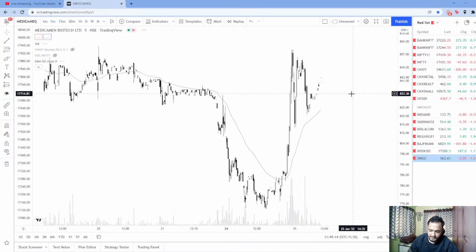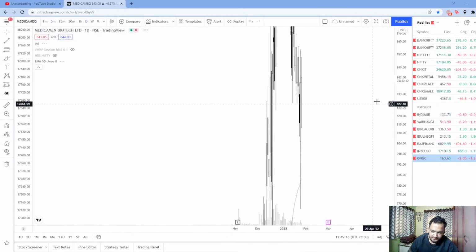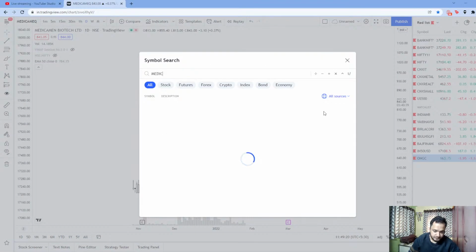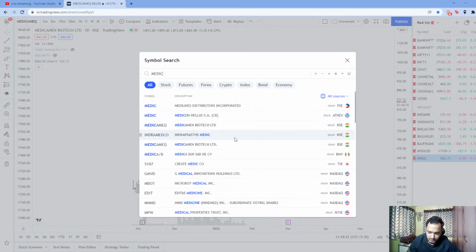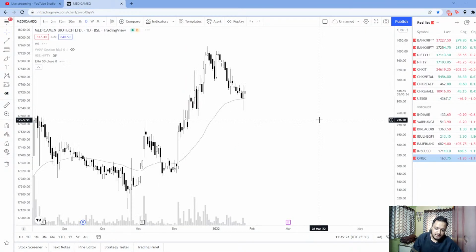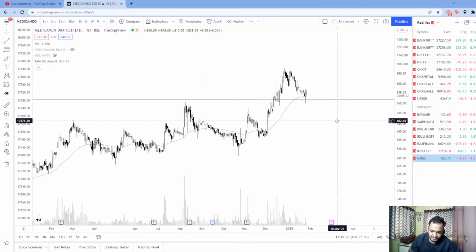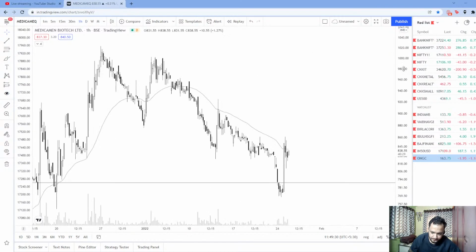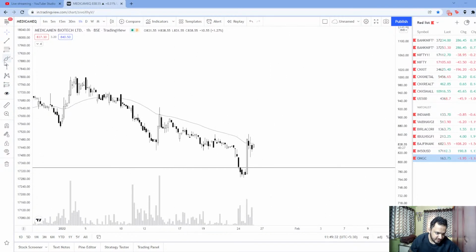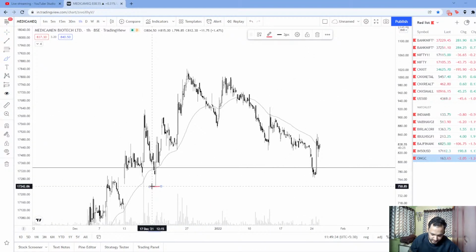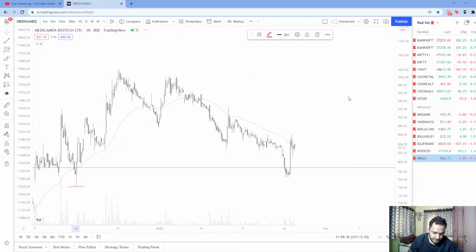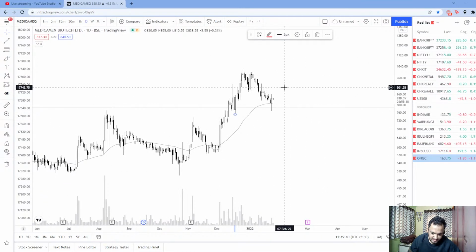Medicamen Biotech. All right, the chart is great. The chart is actually great. You can actually get in here. You can buy something here. Keep your stop below this low right here, which is 750 on BSE. The chart is really good.